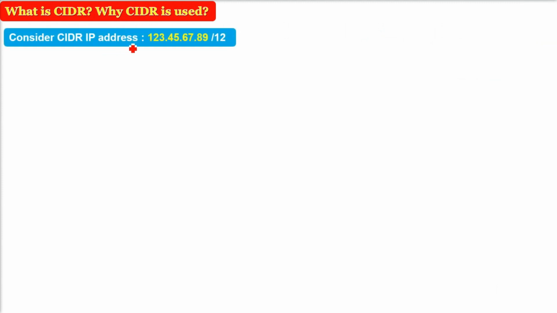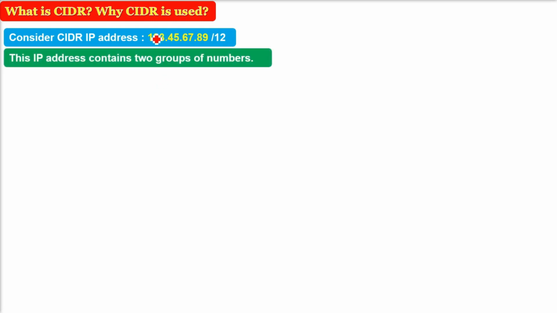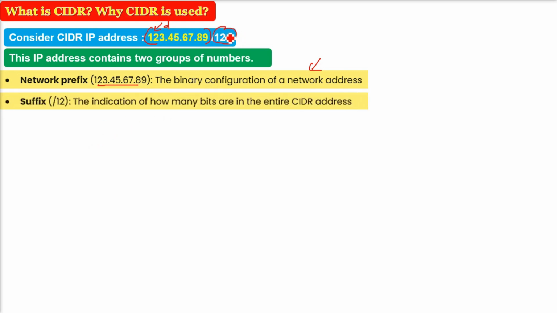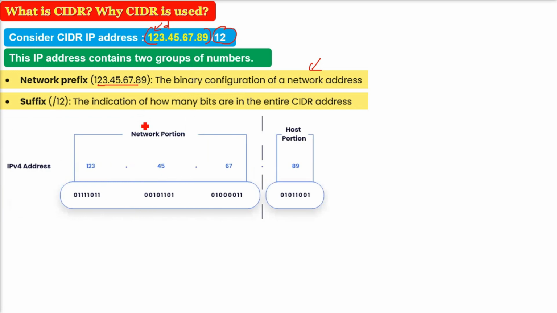Let us consider an example: 123.45.67.89/12. Now this address contains two groups. What are the two groups? The first part, from here to here, is called the network prefix. This is the binary configuration of our network address, because this is a decimal number in dotted decimal form; IPv4 is represented like that only. The /12 is called the suffix, and it indicates how many bits are in the network part of the entire CIDR address.